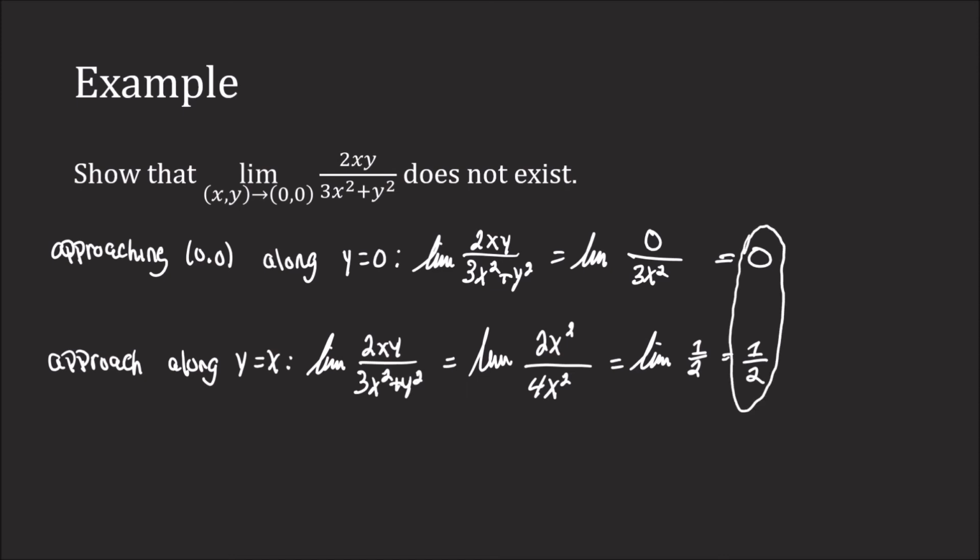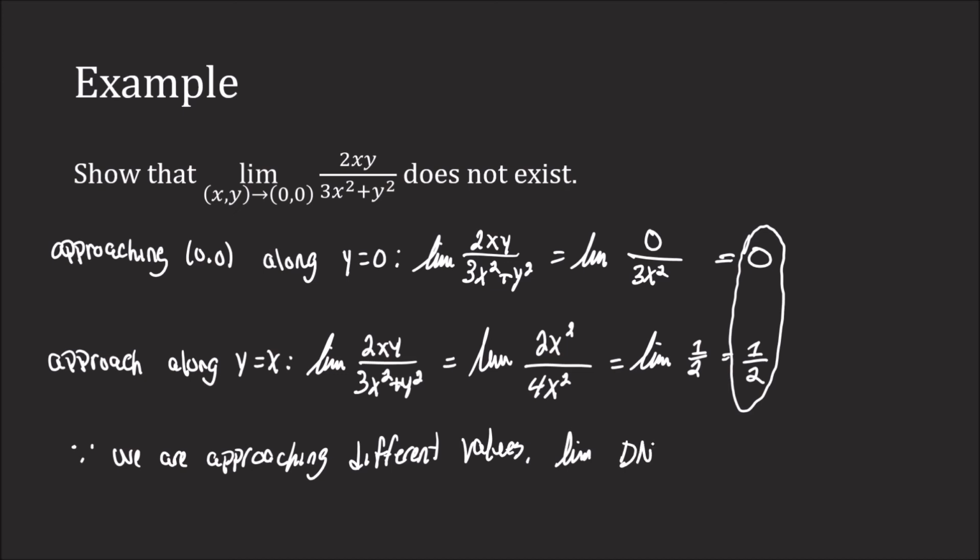Now notice, these two values are not the same. So since we are approaching different values, the limit does not exist.